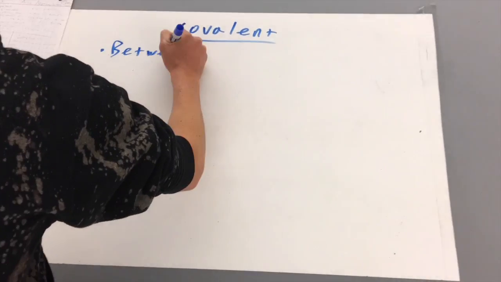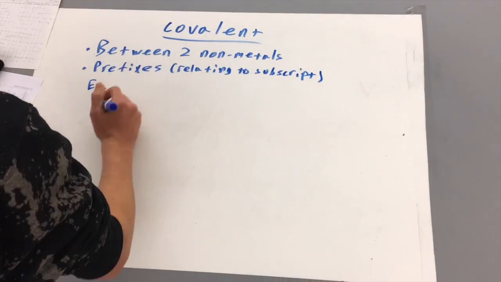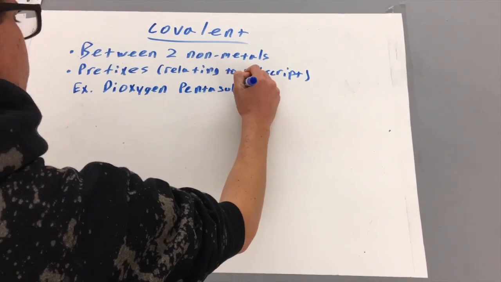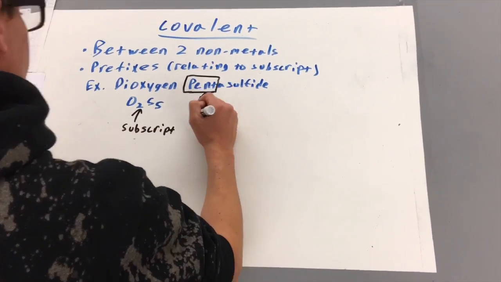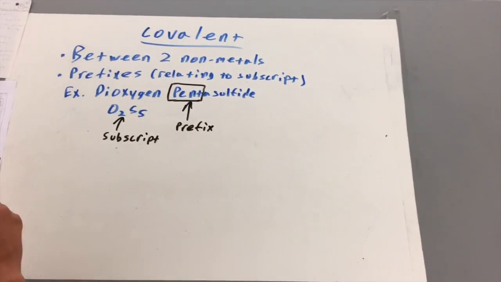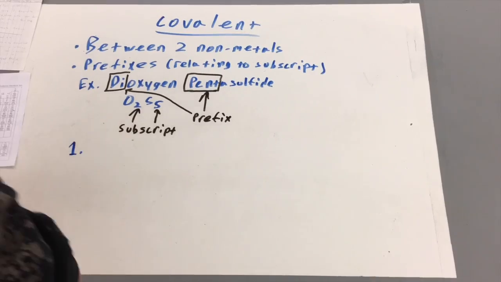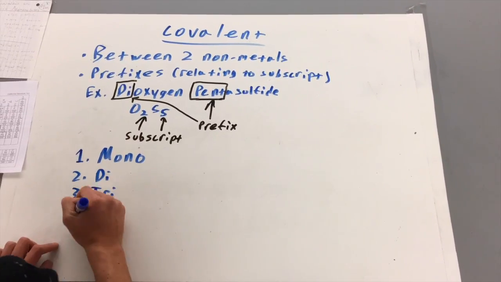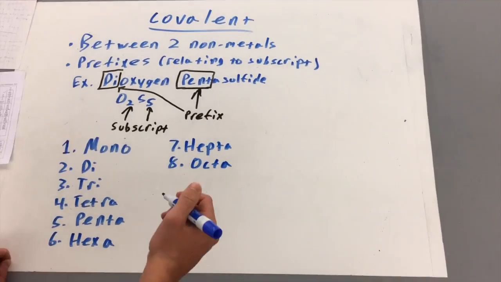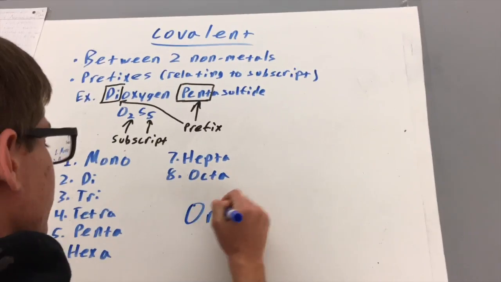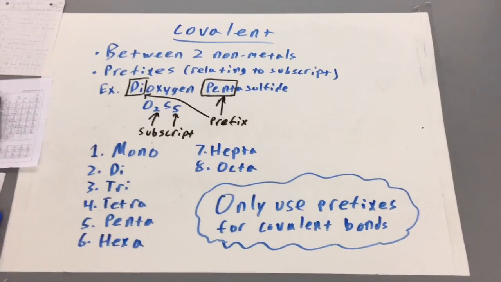Covalent bonds have prefixes. These prefixes are determined according to the subscript, which represents how much of the element is in an equation. For example, here you have dioxygen pentasulfide, or O2S5. The di comes from the 2 of the oxygen, and the penta comes from the 5 of the sulfide. As you can see, we have 8 prefixes that we know, and you only use prefixes for covalent bonds.